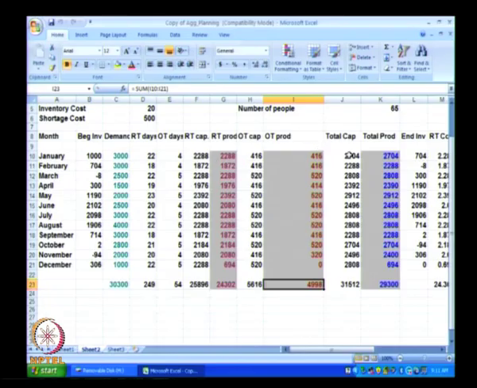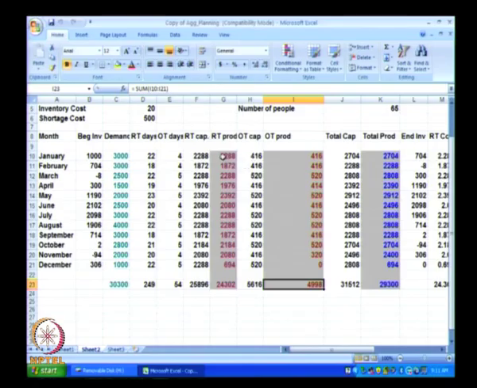The total capacity column is the sum of the regular time capacity and the overtime capacity. Now as a decision maker, we have to say how many we are going to produce using regular time and how many using overtime. So the total production will be the sum of the regular time production that is planned and the overtime production that is planned. If we give 2288 here and 416 here, the total automatically becomes 2704.